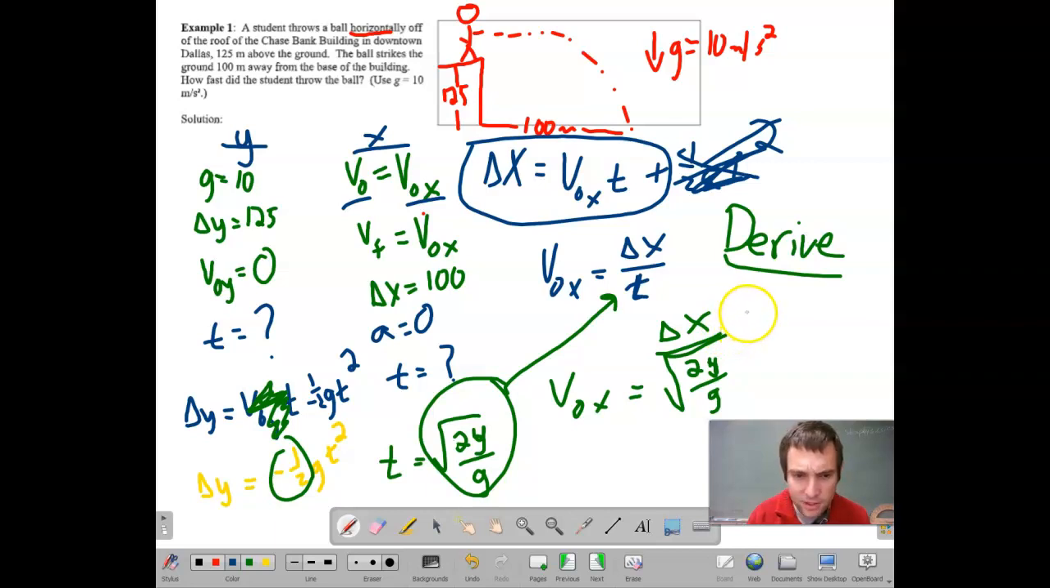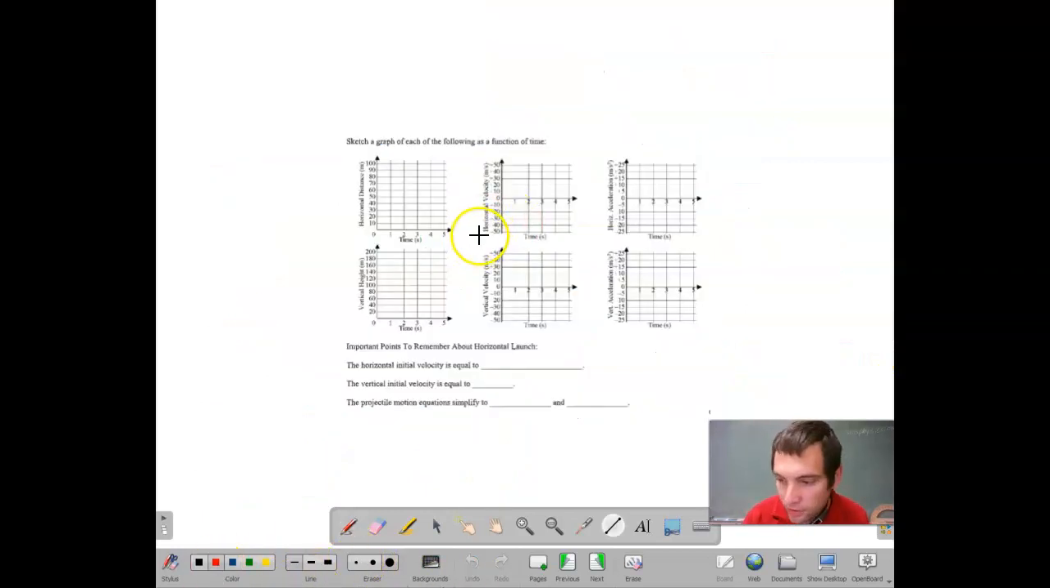So we have delta x is 100. All of this junk, 2 times this 150 divided by 10. 250 divided by 10 is 25. Square root of 25 is going to give me 5. You can plug in the numbers in your calculator to double check me if you like. But I am saying our initial velocity is 20 meters per second. And I'm going to go graph it.